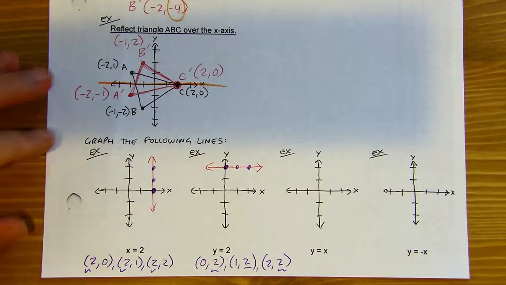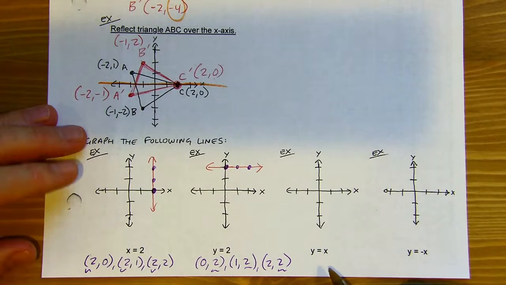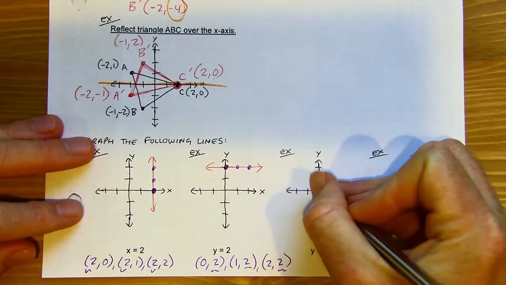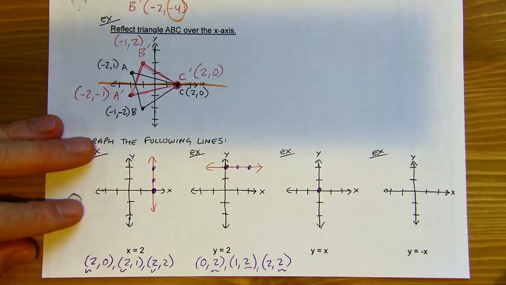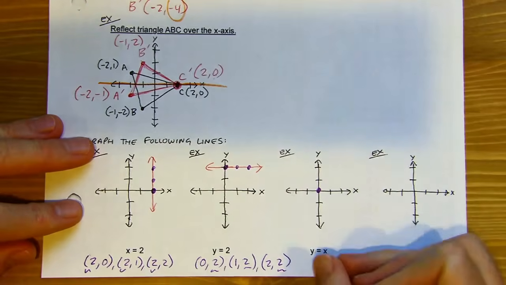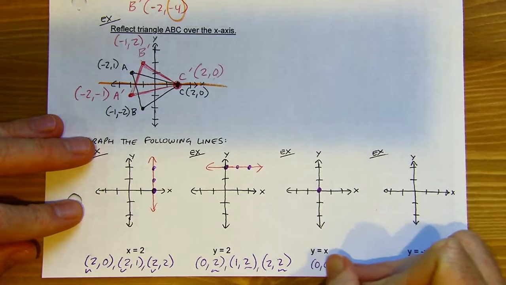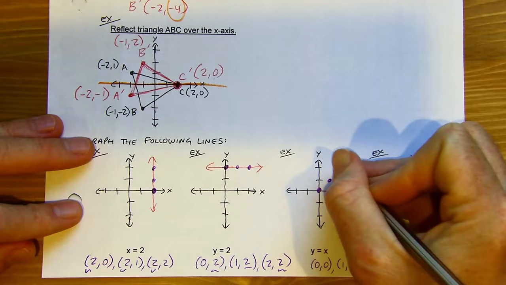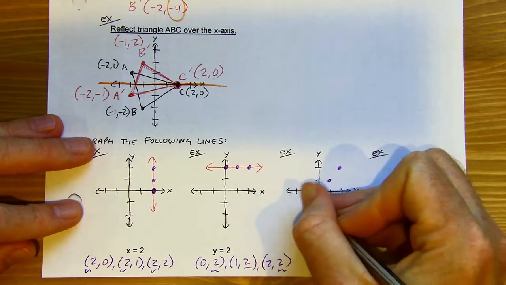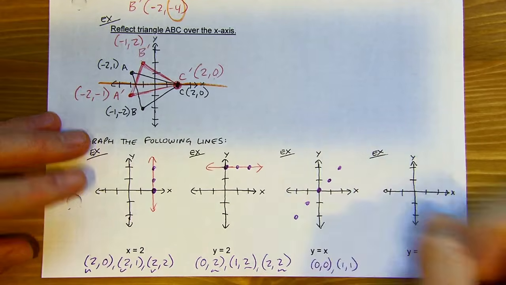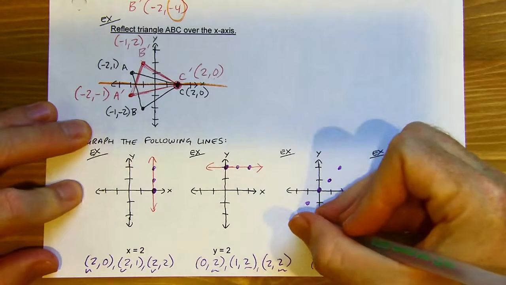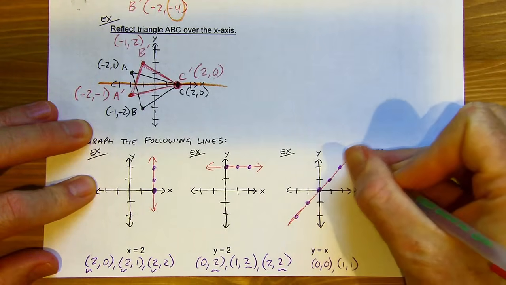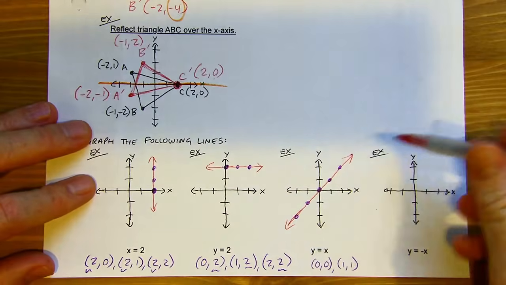All right, y equals x are gonna be a bunch of ordered pairs where the y and the x are the same, like 0, 0, right? And for 0, 0, the x and the y are the same, or 1, 1, or 2, 2. Or -1, -1, or -2, -2. And so what you end up with is a line that goes through the origin at a 45-degree angle.